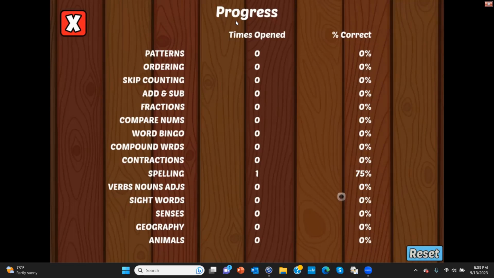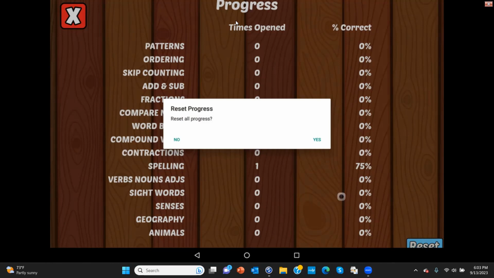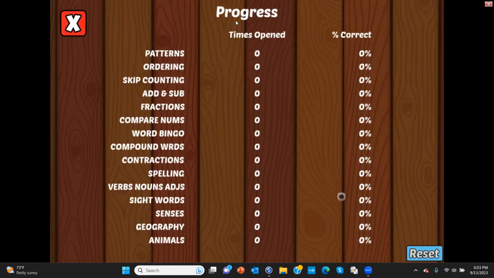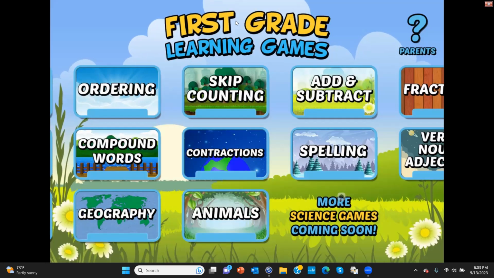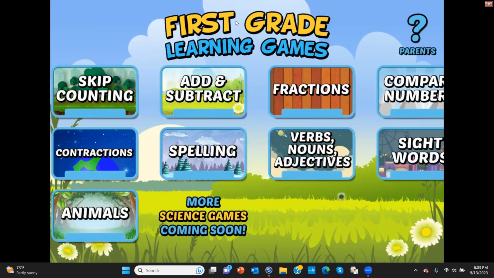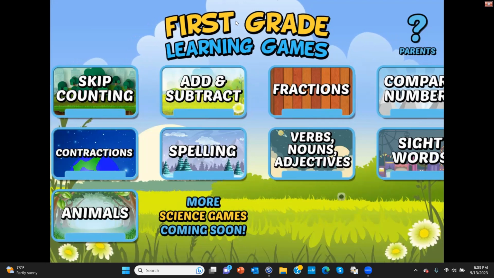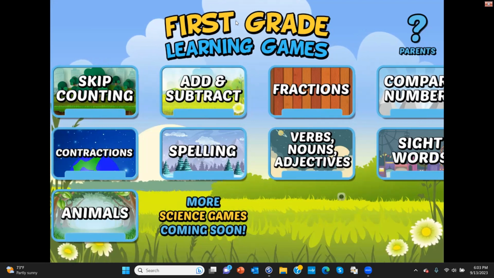Okay. Right? So that's okay because you can reset and then have them do it over again to get a better score. Click on the X, and you're out. All right, I wanted to show it. So where you see first grade learning games, second grade learning games, third grade learning games, fourth grade learning games, those are the assessment apps.